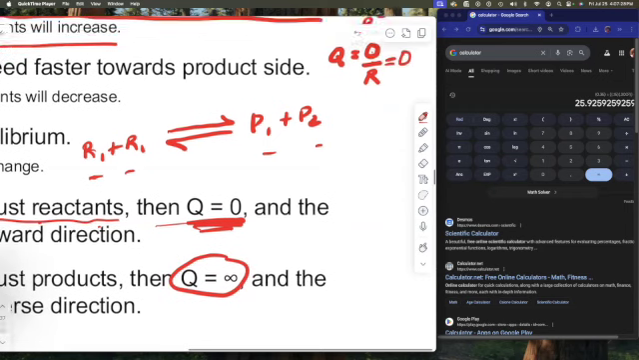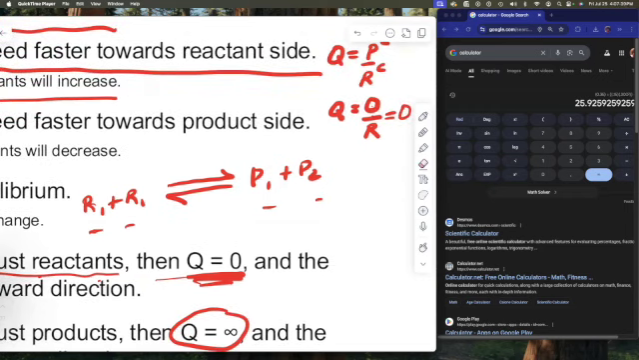In this case here, having the same relationship, Q is P over R. This time we have only a product raised to the power C, and we have zero for the reactant because we had zero reactant. In math, any number divided by zero is infinity. Feel free to plug that in your calculator.